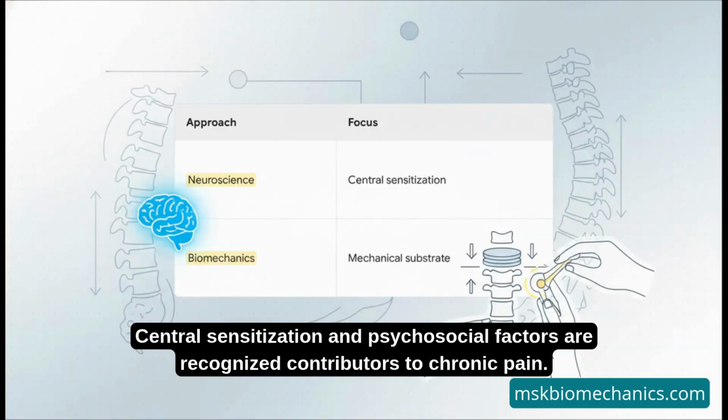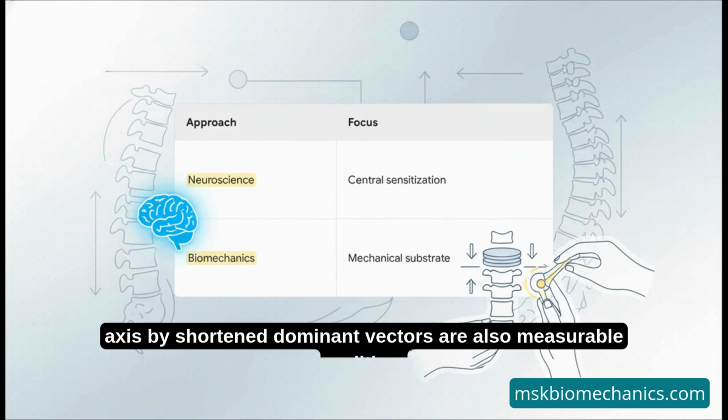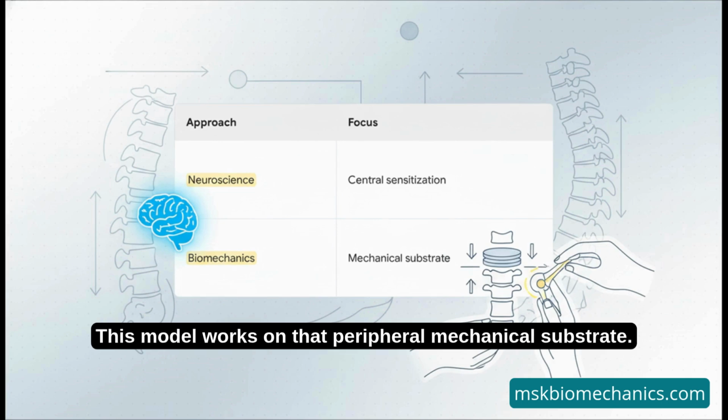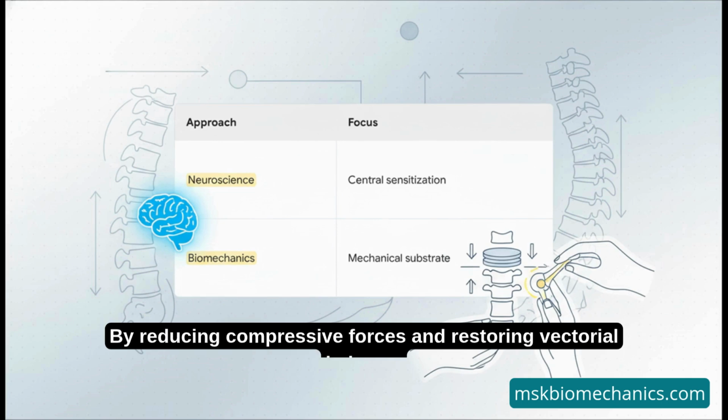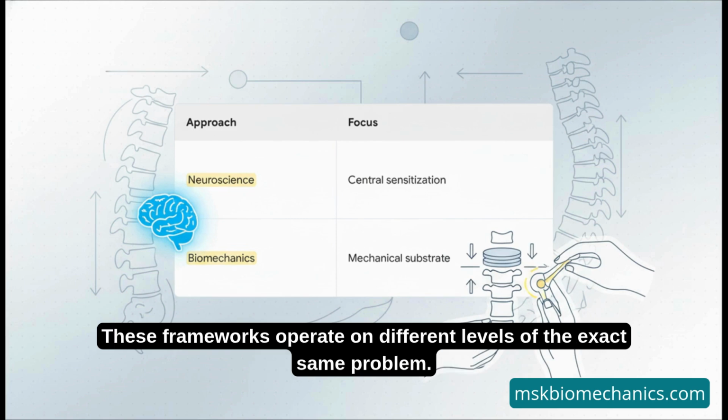Central sensitization and psychosocial factors are recognized contributors to chronic pain. However, a persistently compressed disc or a joint held in a non-physiological axis by shortened dominant vectors are also measurable realities. This model works on that peripheral mechanical substrate. By reducing compressive forces and restoring vectorial balance, the actual mechanical input that the nervous system is processing is changed. These frameworks operate on different levels of the exact same problem.